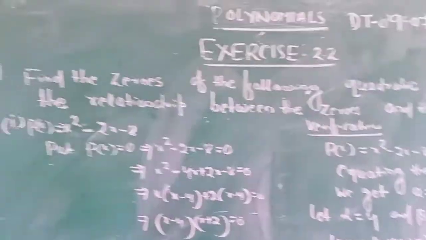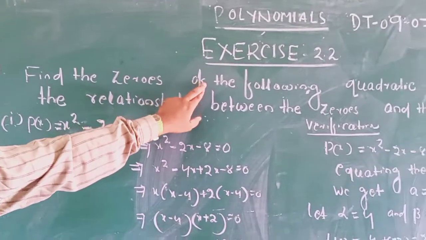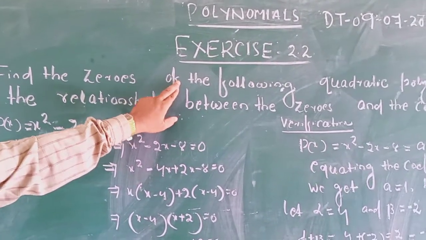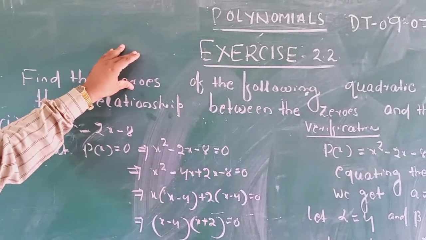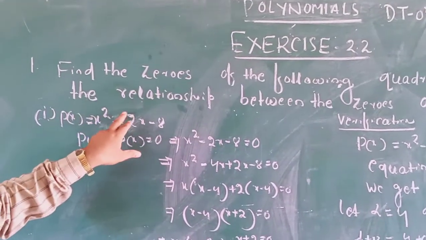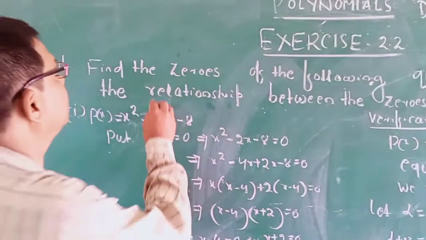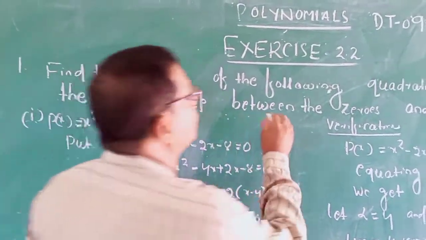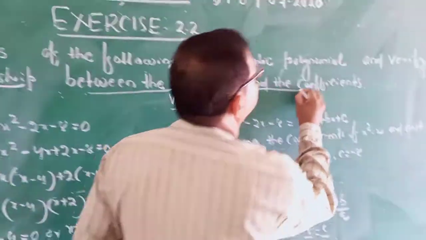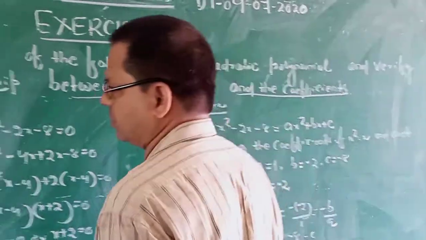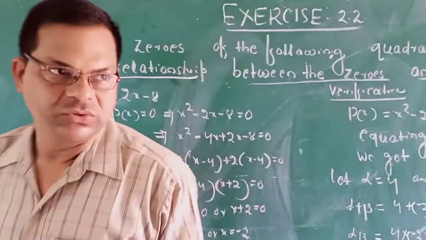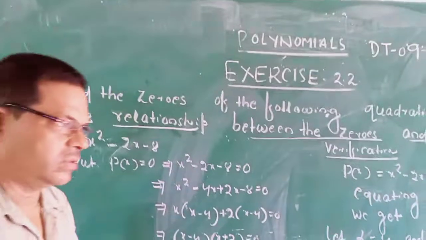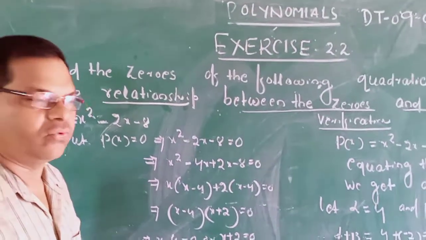What is the question given? Find the zeros of the following quadratic polynomial. You have to find the zeros first and then verify the relationship between the zeros and the coefficients. I think all of you have understood what we have to solve or what we have to prove.